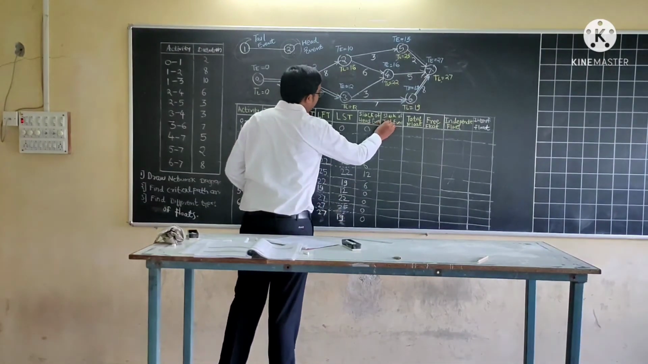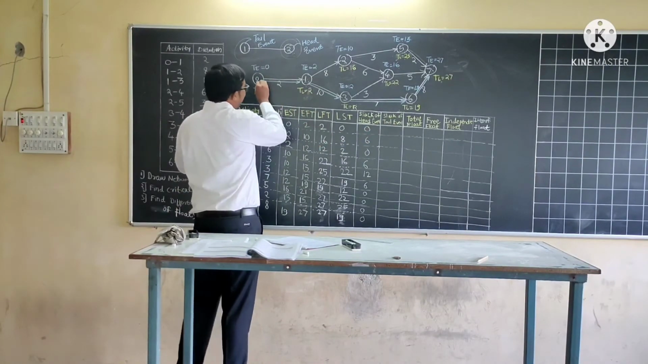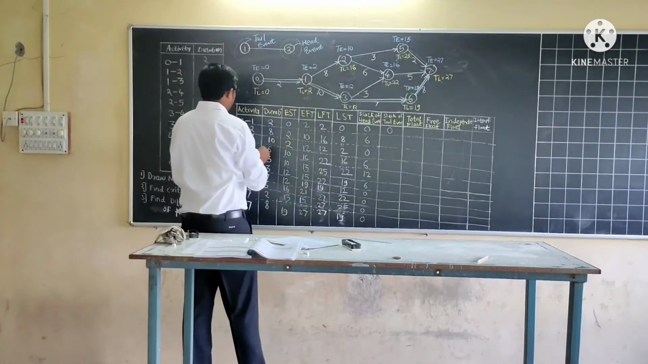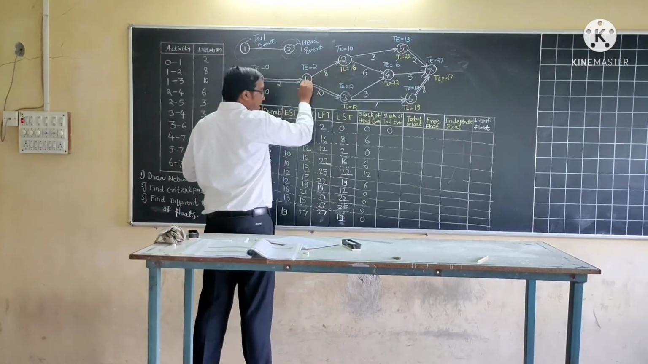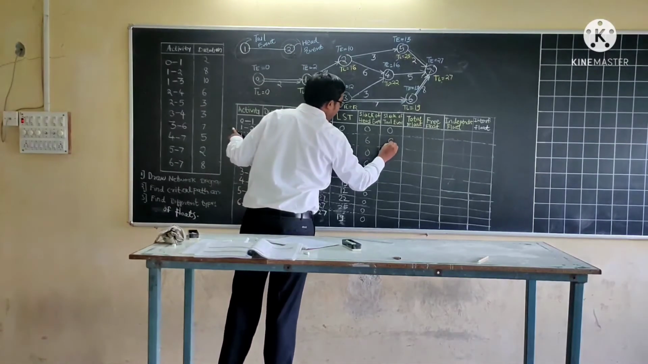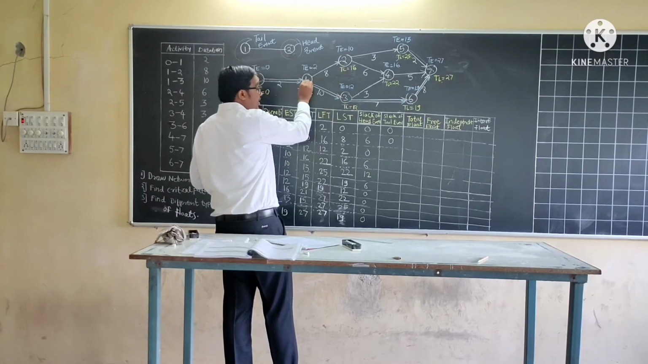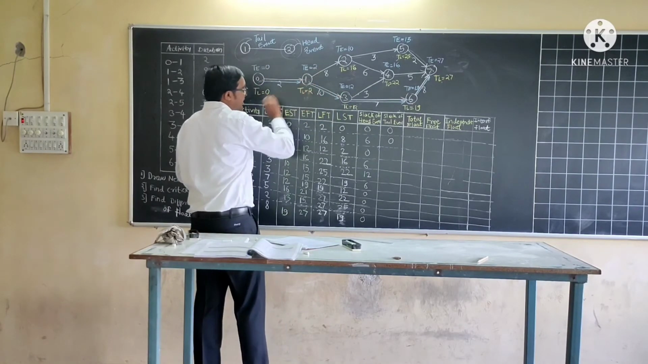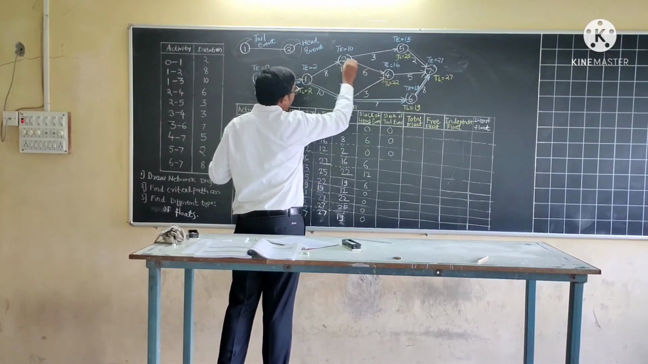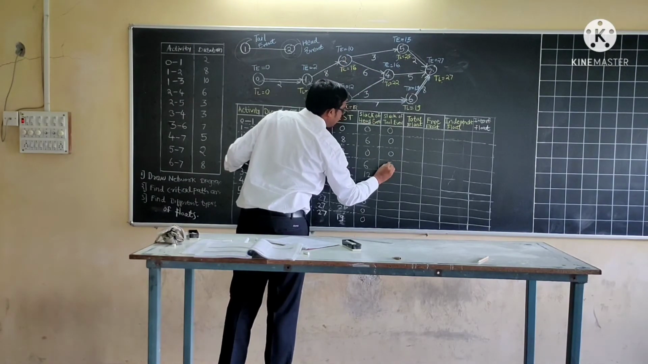Now slack of tail event. So we need to take the values of the tail event first. 0 to 1. This is the tail event. TE and TL value difference is 0. 1 to 2. 1 is the tail event. So TE and TL value 2 minus 2, 0 again. 1 to 3. 1 is the tail event. So TE minus TL, 0. 2 to 4. 2 is the tail event. So 16 minus 10, 6.